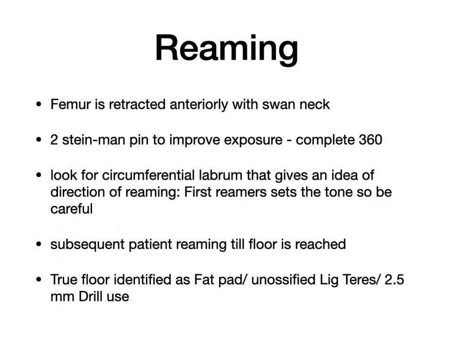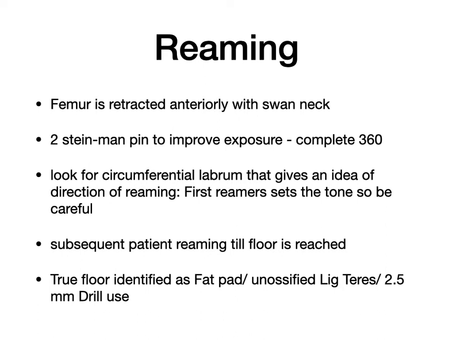Now, when you start reaming, you of course have to retract the femur anteriorly with the swan neck. Use two steering beads to improve exposure to give you a complete 360-degree exposure of the acetabulum. Look for the circumferential labrum, which gives an idea of the direction of reaming. Remember that the first reamer sets the tone, so be careful. The subsequent reaming has to be done patiently till the floor is reached.